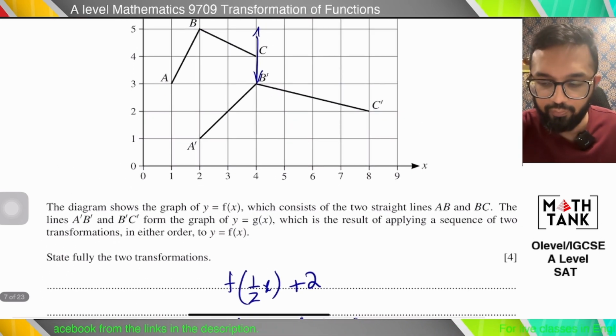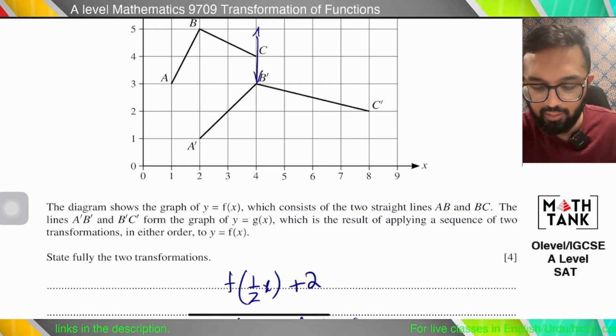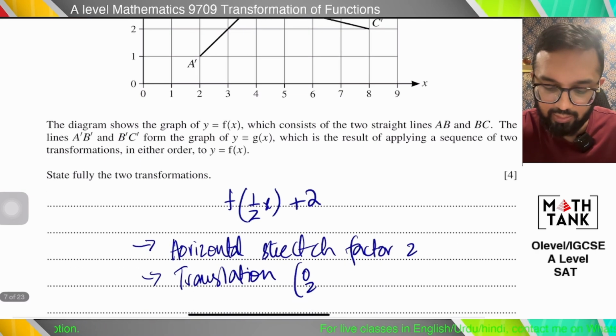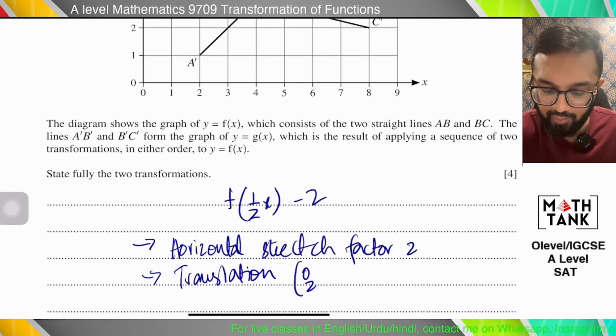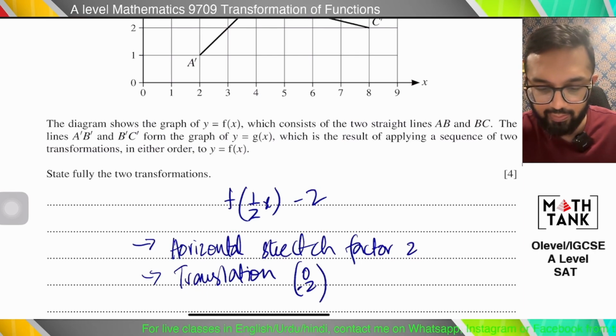Okay, so the graph has moved downwards. My bad. I didn't notice this. This is 2 units down, so 2 units down. 0 minus 2. The other things are the same.